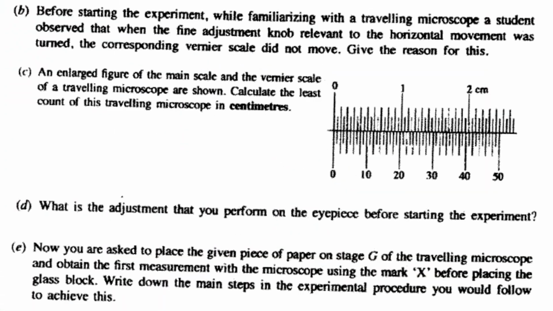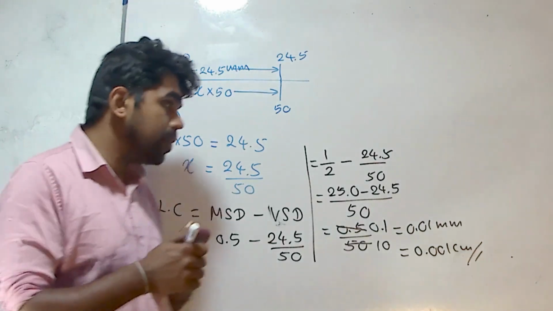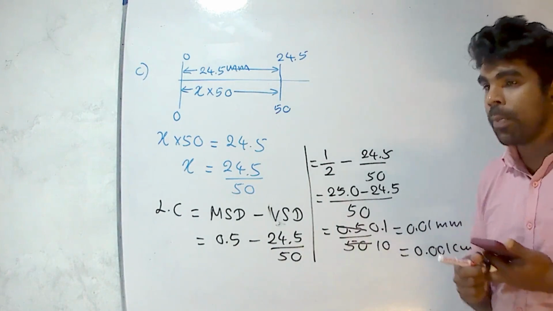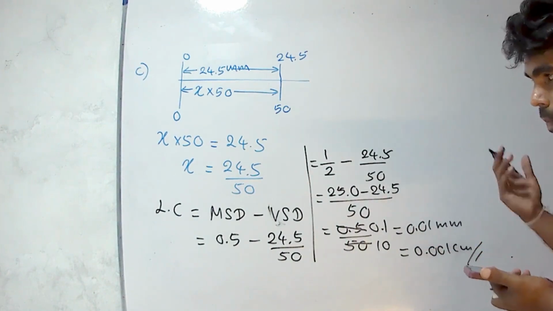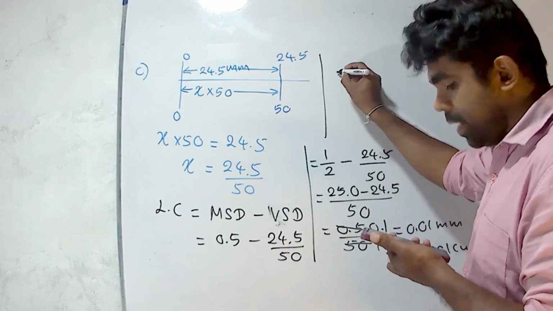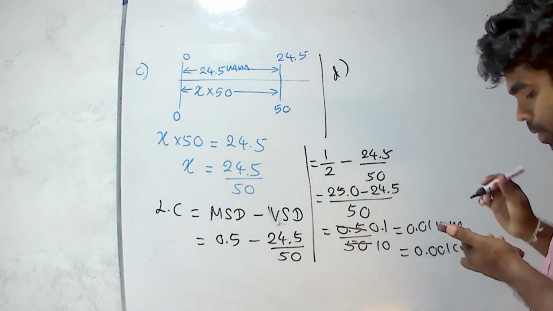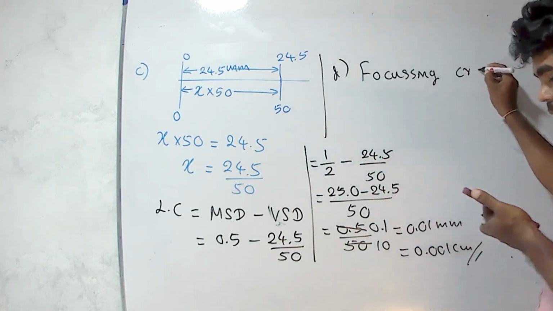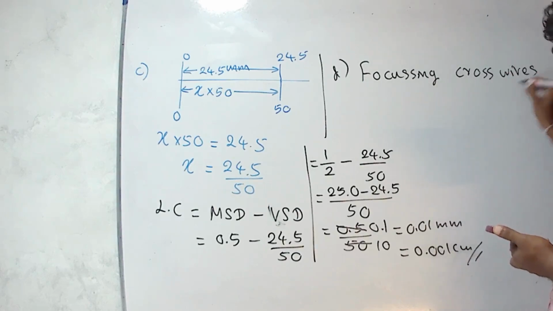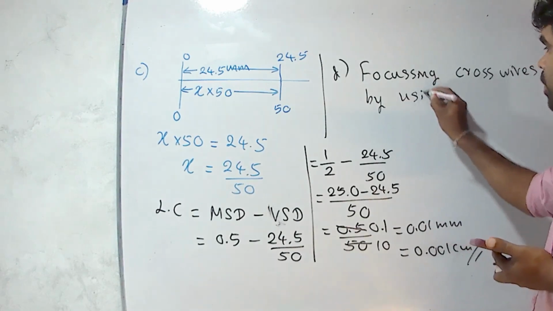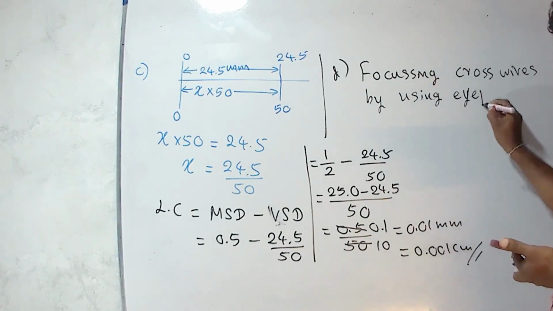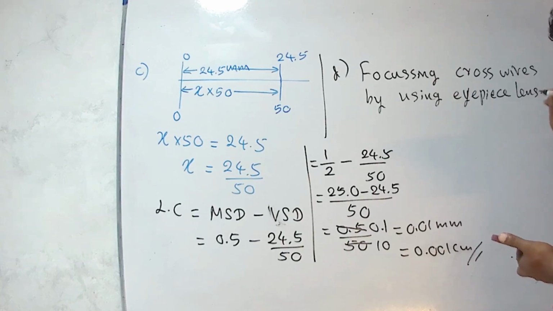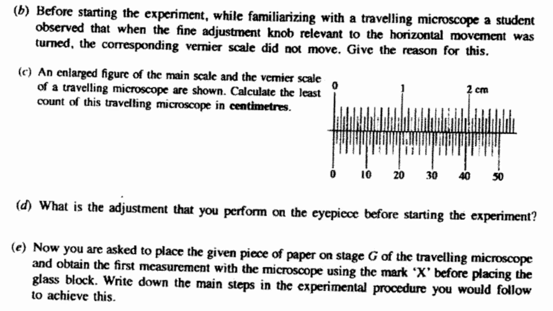Part B. What is the adjustment that you perform on the eyepiece before starting the experiment? We have to focus the crosswire of the microscope by using the eyepiece lens. Then we can write the answer for part B: focusing crosswire by using eyepiece lens. Then part E.